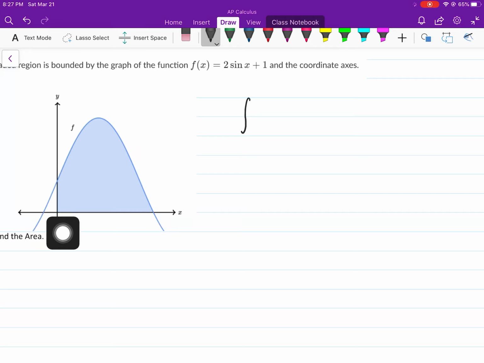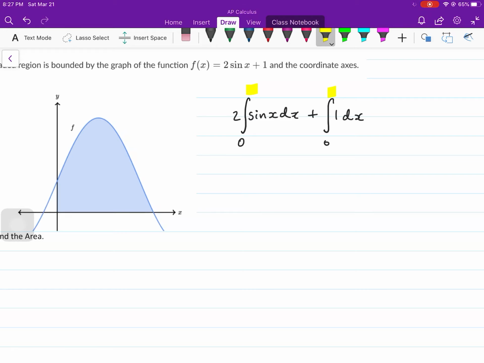You could see, though, that our first bound, our left bound, if you look at this picture, is 0 because it's on the y-axis. And we're going to be integrating 2 sine of x. I'm just going to split it up, make it a little bit easier, 0. And the other one is just 1.